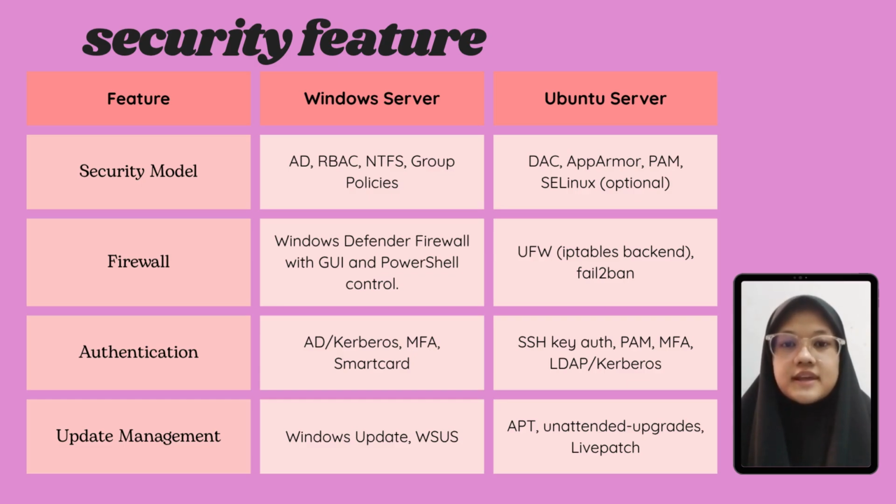Lastly, for updates, Windows offers WSUS, SCCM, and automatic updates through Patch Tuesday. Ubuntu uses APT with unattended upgrades and can use Canonical Livepatch for kernel updates without rebooting. In summary, Windows Server favors centralized GUI-driven management, while Ubuntu offers open source flexibility with strong CLI and automation tools.